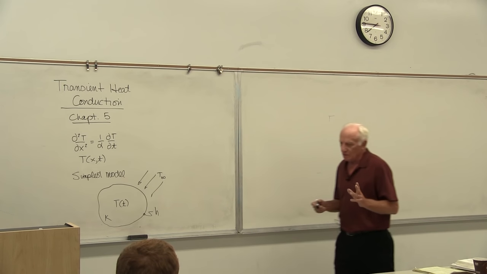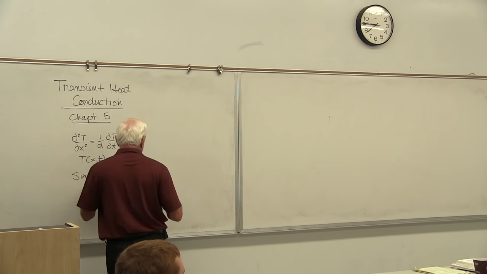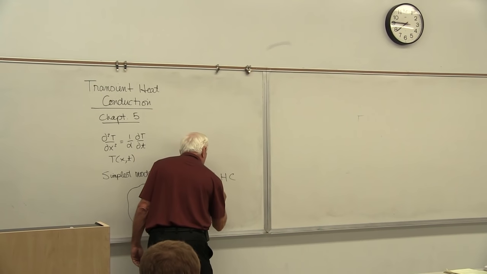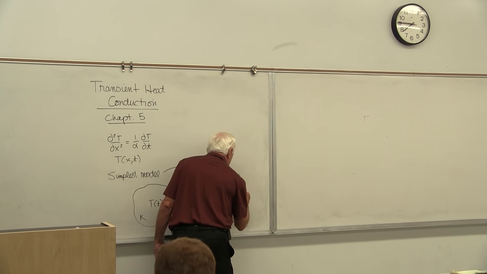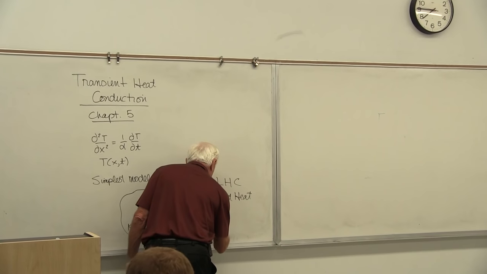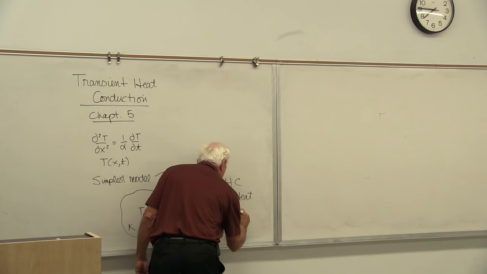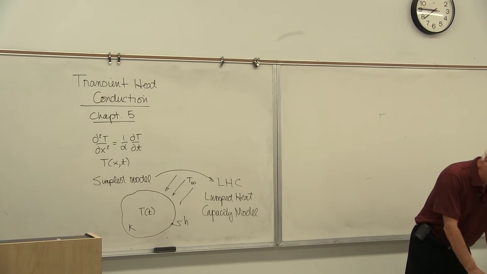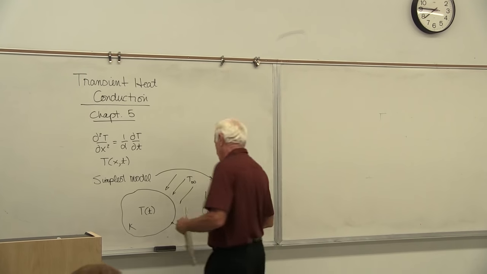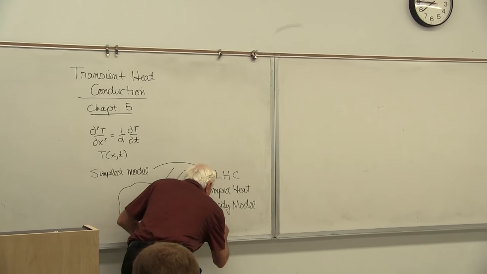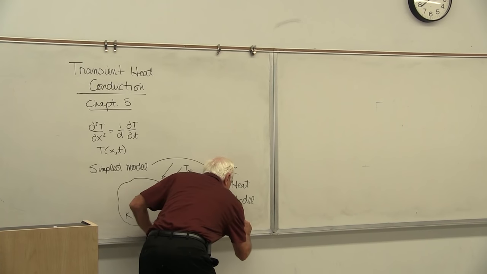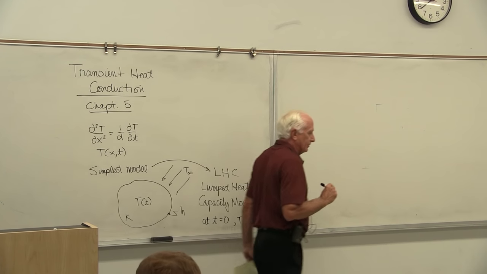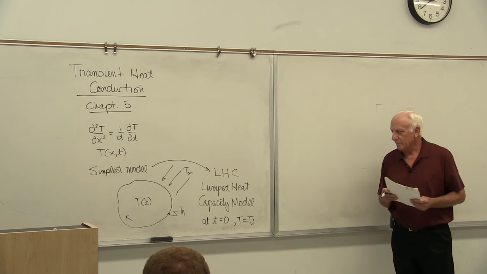If that's the case, I'm going to tell you when it's appropriate to use it. If that's the case, this simple model is called the lumped heat capacity model. And that makes life a lot easier for us, if that's true. And by the way, just so we know, at time equals zero, we're going to say the temperature is Ti, initial temperature. So that is our initial condition. At time equals zero, the temperature is Ti.